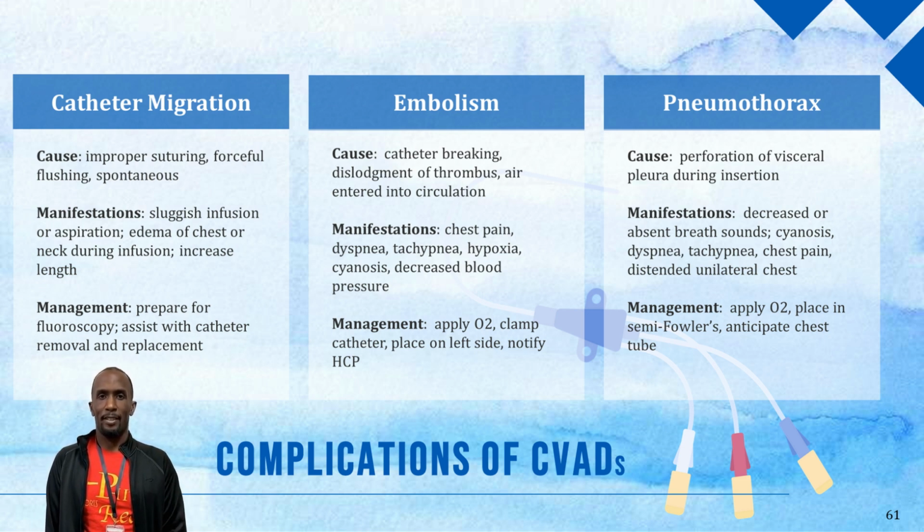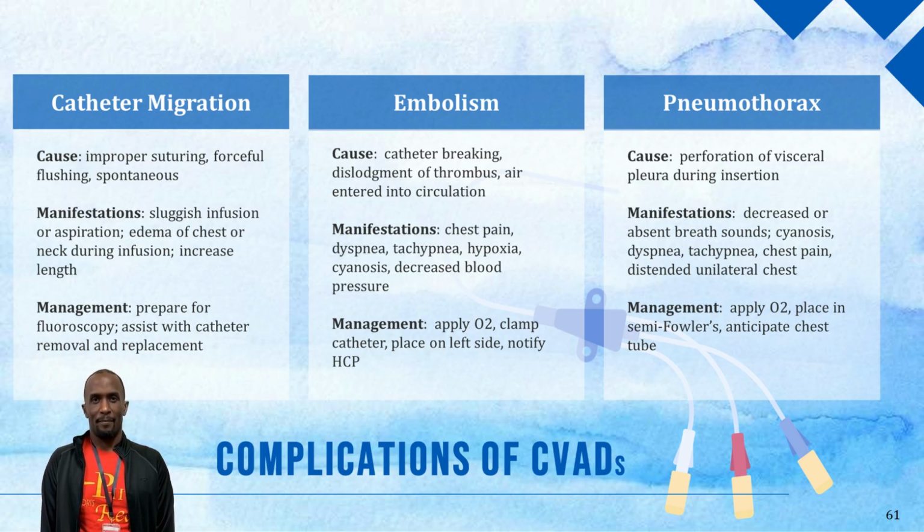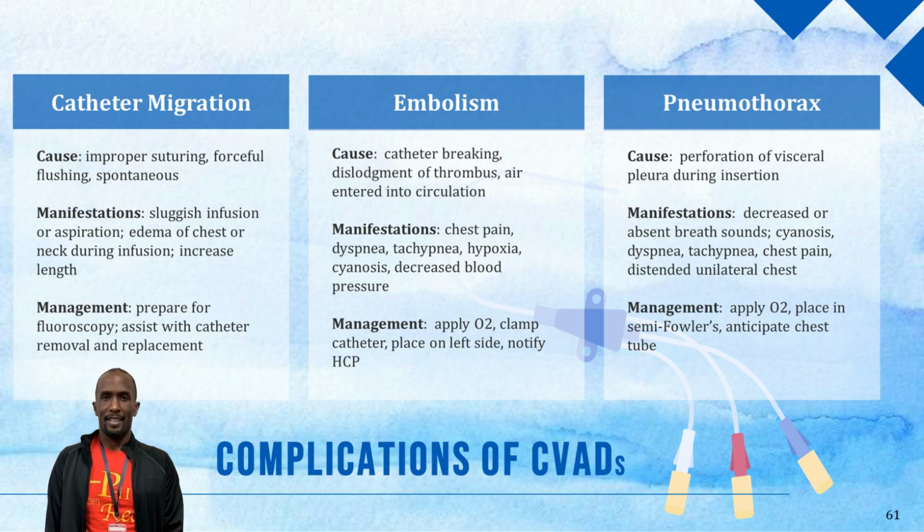Second, embolism. This may occur if the catheter breaks, a thrombus dislodges, or air enters the circulation. Symptoms include chest pain, shortness of breath, tachypnea, hypoxia, cyanosis, and a sudden drop in blood pressure. Management involves immediately applying oxygen, clamping the catheter, placing the patient on the left side, and notifying the provider.